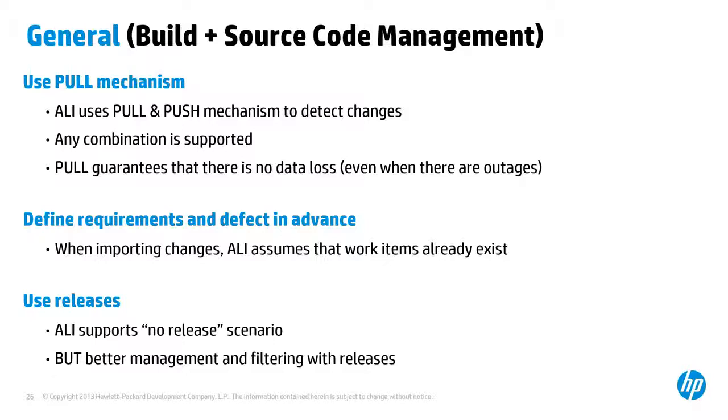The push mechanism is implemented in ALI agents and it sends information about changes immediately, both for builds and source code changes. So if you turn on both pull and push mechanisms, it means that you have a guarantee of no data loss. And in ALM, you will always have up-to-date information about builds and source code changes.